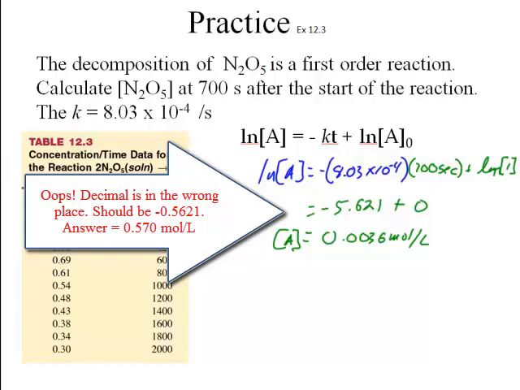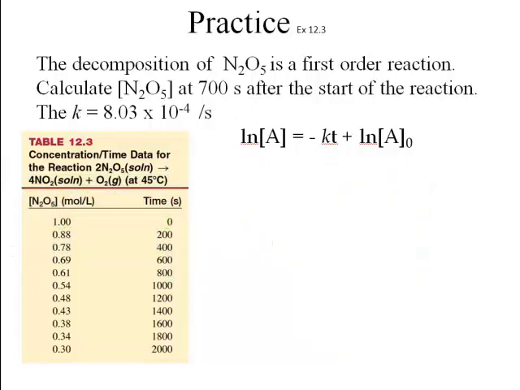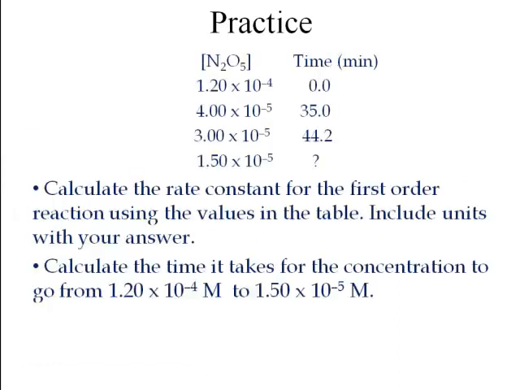And that's basically how you're going to do these problems. You're going to use that integrated rate law expression and just move on from that one to the next one. Okay, so let's try another one. We've got some more concentrations and some more times, and look what this says: calculate the rate constant for the first order reaction using the values in the table. Include the units in your answer.